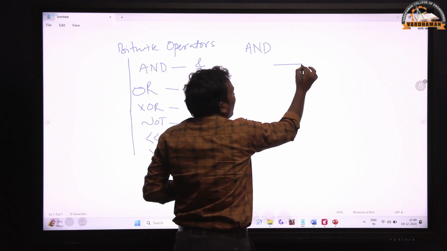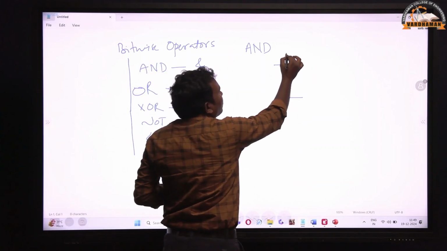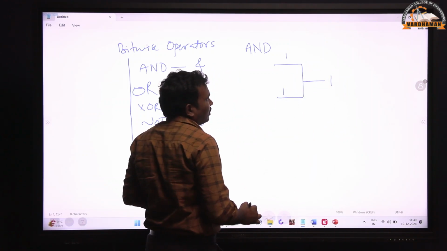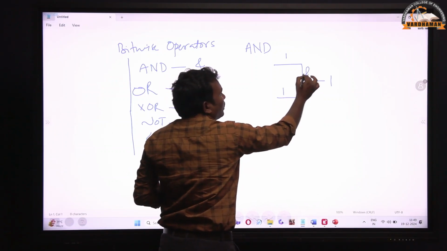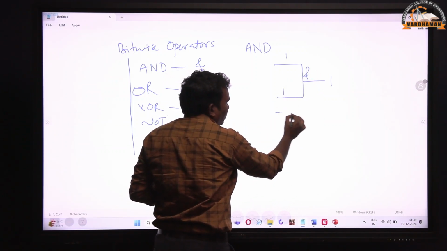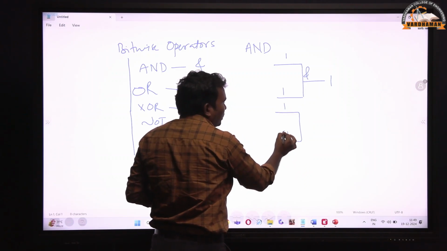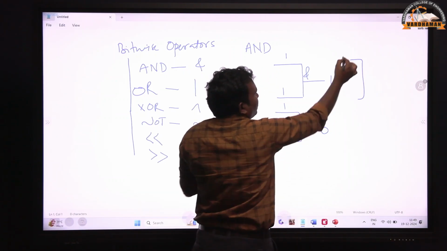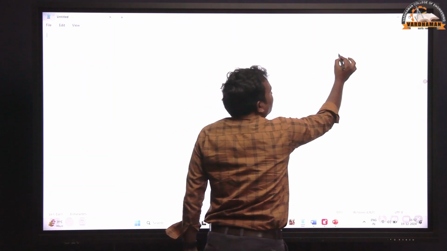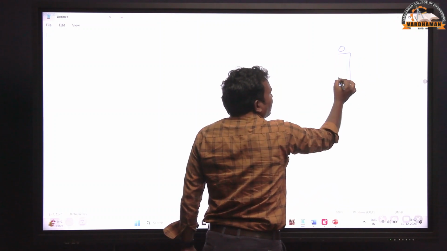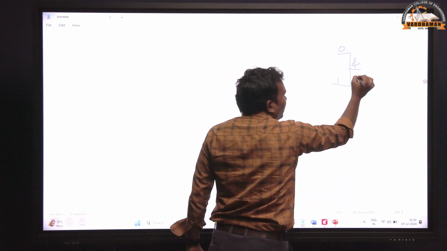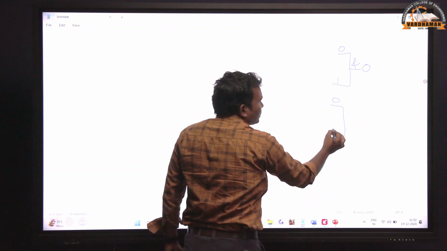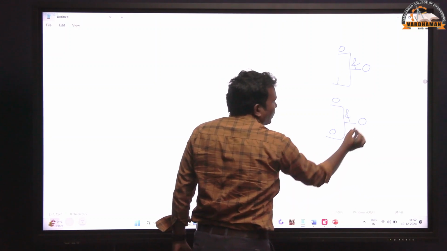For example, I am giving 2 inputs. Okay, 1 and 1, you will get the outcome as 1. So what operation are we doing? AND operation. Otherwise, if one bit is 1 and the other bit is 0, you will get the result as 0 with the AND operation. The inverse of this, if one bit is 0 and the other bit is 1, and we are applying the AND operation, then also we will get 0. And finally, if both inputs are zeros and you are applying the AND operation, then also you will get 0.